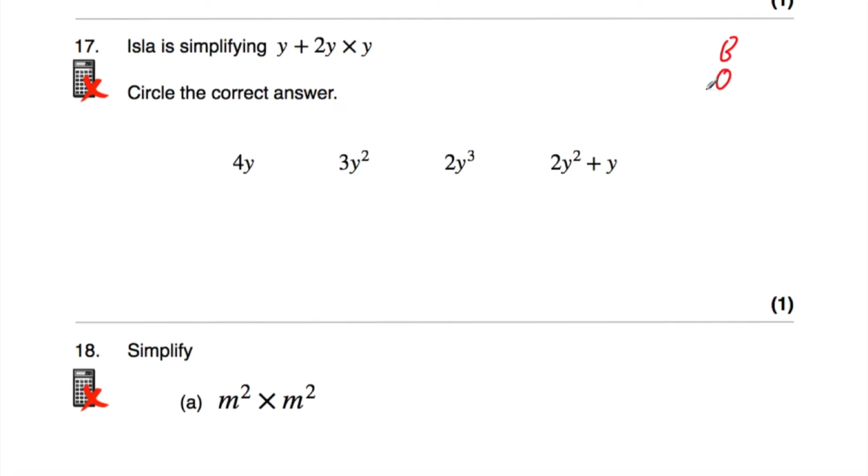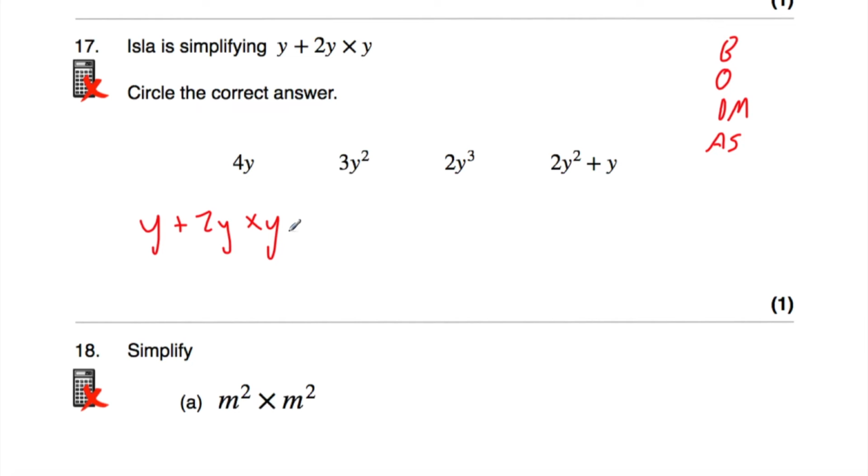Any orders or indices. Some people use O or I here, depending on which letter you like to use. So orders are any squareds or cubes or squares and so on, so no. Then any divisions or multiplications. Now we do have a multiplication. So if we had y plus 2y multiplied by y, we would have to do the multiplication and then finally any additions and subtractions. So we would do the multiplication before the addition. So let's do the multiplication first.